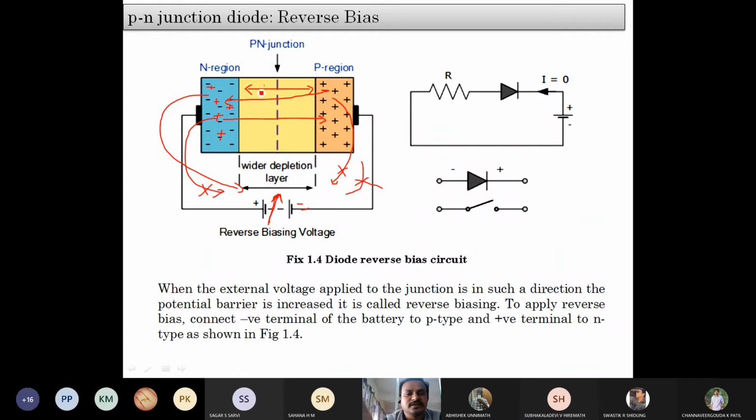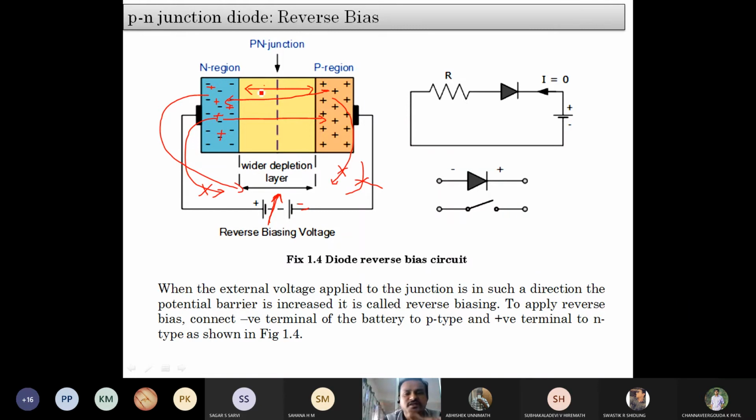Okay, so what is going to happen? We are not observing the movement of charge carriers within the device. What does it mean when there is no movement? No current, no voltage. So the movement of charge carriers is null.